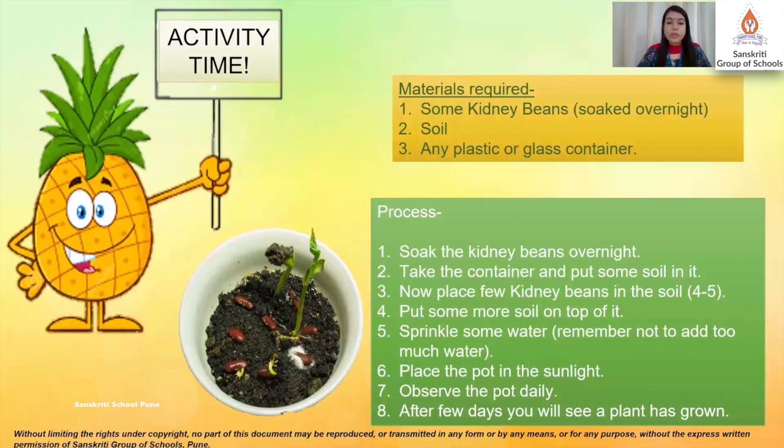You are going to soak the beans overnight. Then you are going to take the container and put some soil in it. The third step is you place the kidney beans that you have soaked in the soil, and after that sprinkle some water. Don't add too much water, okay? You just have to sprinkle the water. Later you can put that pot in the sunlight and observe the pot daily. You can note down when you see an embryo coming out of a seed.